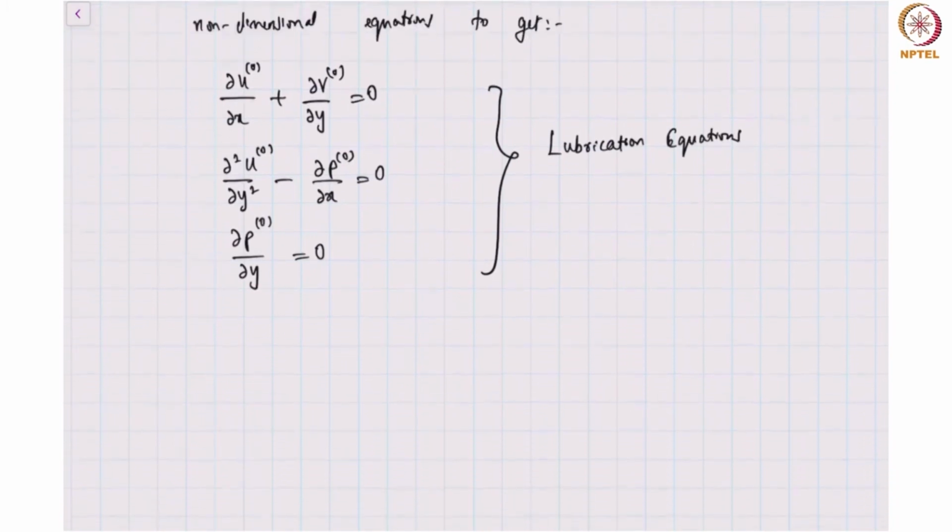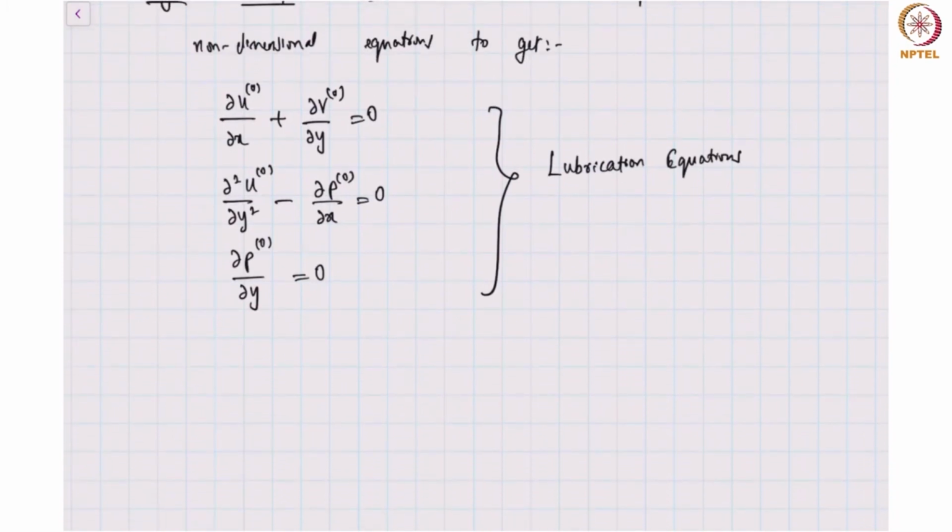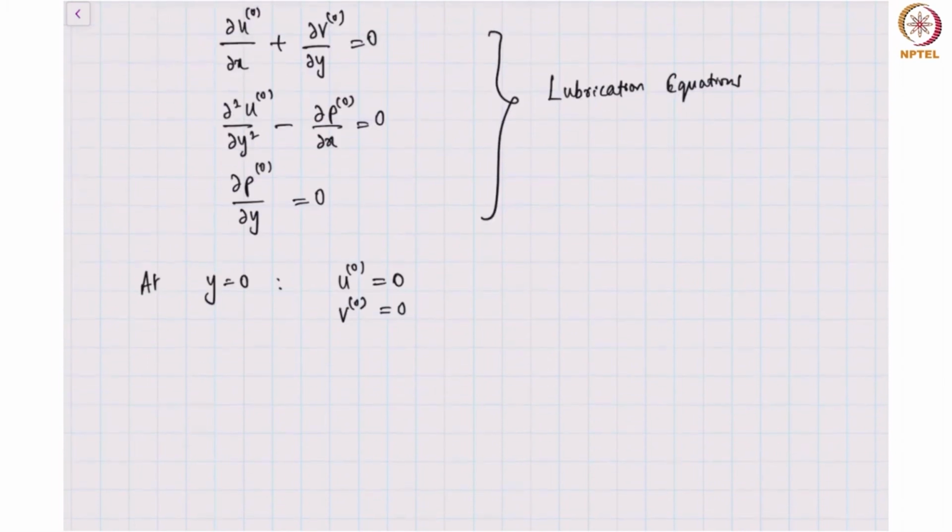We can write down the necessary boundary conditions for these lubrication equations. You can set the boundary condition at y equal to 0, which is the no slip condition at the walls. You have u equal to 0 and v equal to 0. That's the no slip and the no penetration condition. And at y equals h of x comma t, that is on the upper surface, you have u0 is capital U and v0 is capital V.